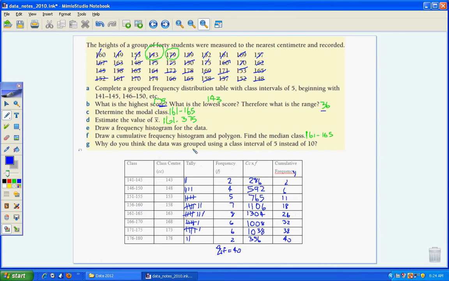And why do you think the data was grouped in class of 5 instead of 10? Well, again, it just gives a better range, a spread of scores as well. If I grouped them in 10, I'm just going to get big clumps. So there's enough scores to spread them out a little bit more. So groups of 5 rather than 10. Well, actually, there's a small amount there, so that's why we want to see the spread. Rather, if there's more scores, going in groups of 10 is probably easier.